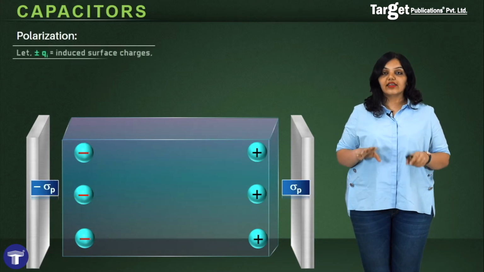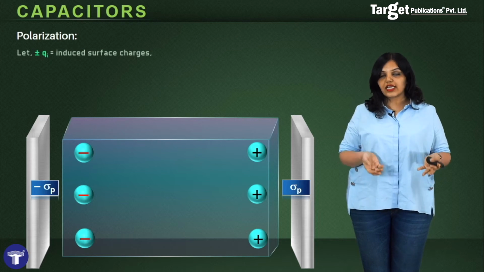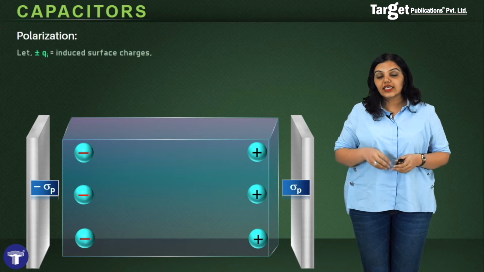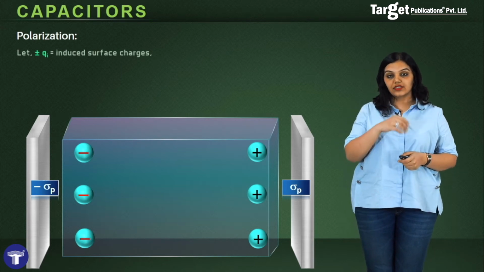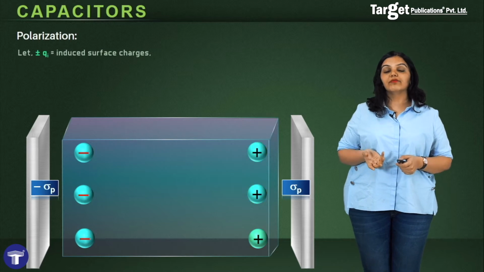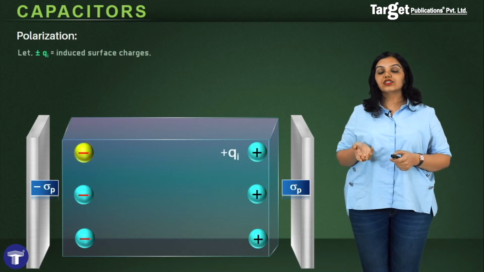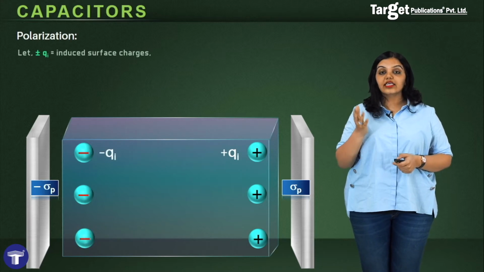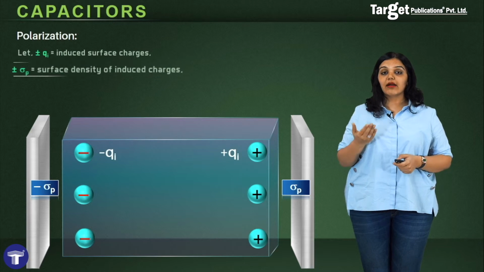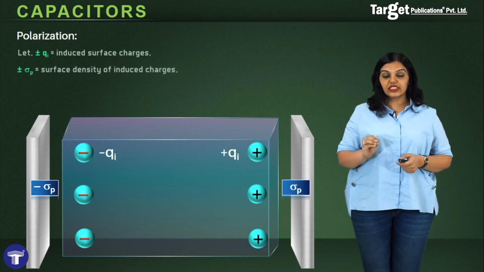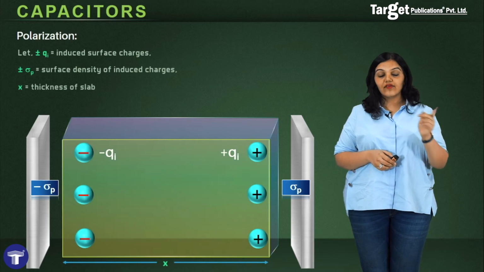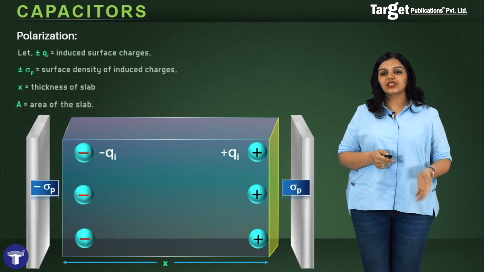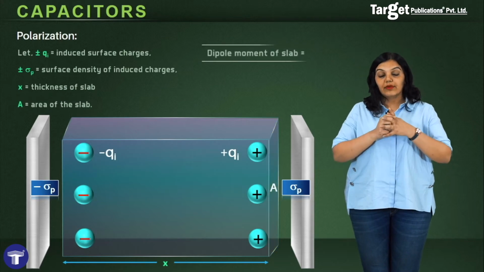Now I can finally find out what is the actual polarization that is taking place. I want a formula for the polarization of the dielectric. So let plus minus Qi be the induced surface charges, where obviously plus Qi is the induced positive charge and minus Qi is the induced negative charge. Plus minus sigma p, as I have said, are the induced surface charge densities. Note that the length of the slab is x and the area of cross section of the slab is A.